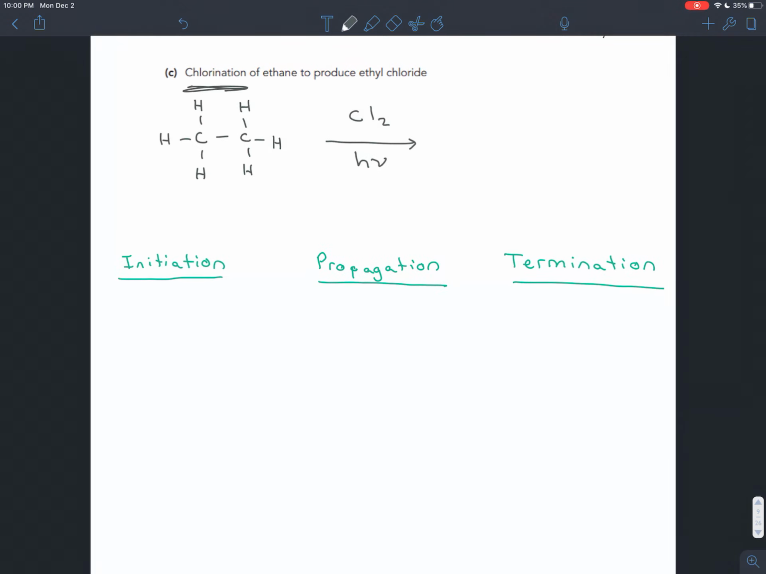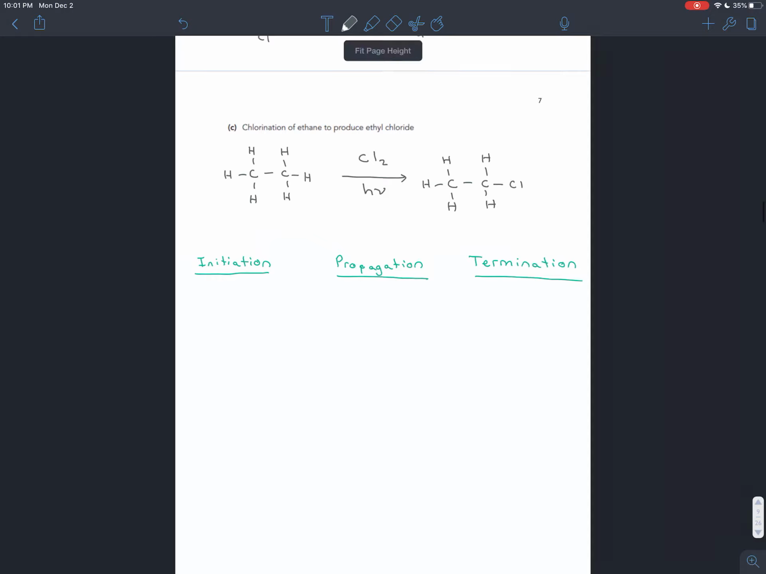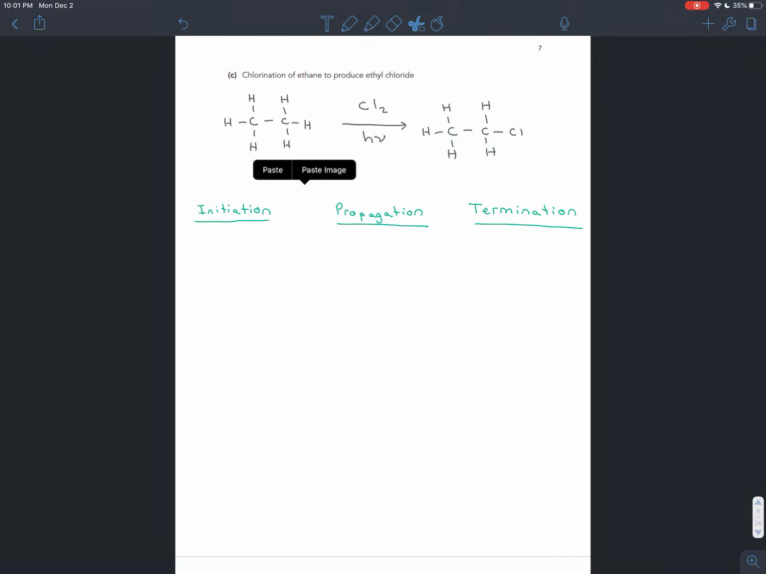Okay, but here this question is asking for chlorination. So it's asking to do chlorination to produce ethyl chloride. That's really the same thing as ethane, just one of the hydrogens is replaced by a chlorine. Well, we're going to have a beginning, a middle, and an end.